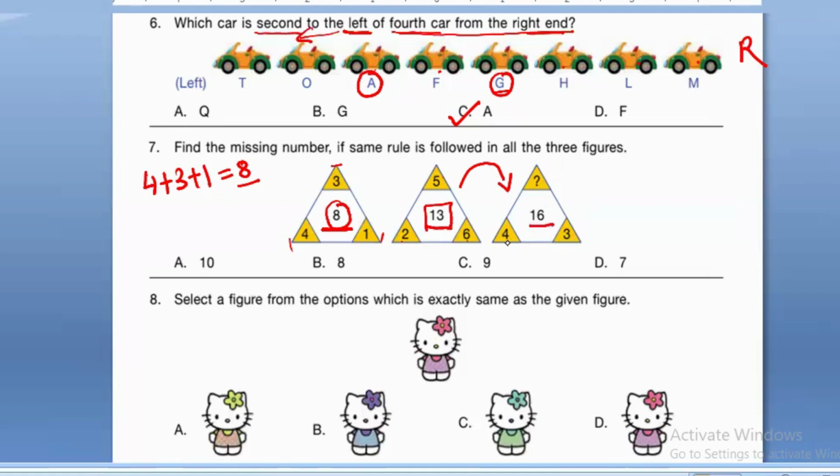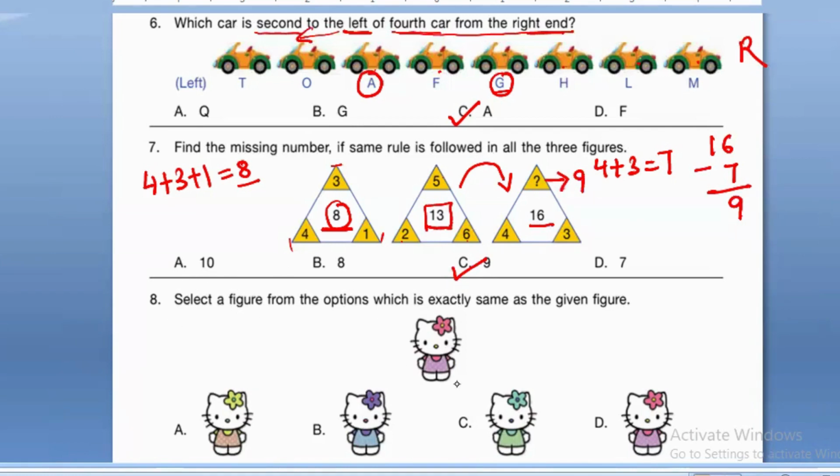So when we add 4 plus 3, what do we get? We get 7, correct? Now how much do I need to add to 7 to get 16? So what I can do is simply subtract 7 from 16. And when I subtract 7 from 16, I get 9. So what number can replace this question mark? 9 can replace this question mark. Okay. So my answer should be 9. Understood? Okay. Let's move to the next question, which is question number 8.